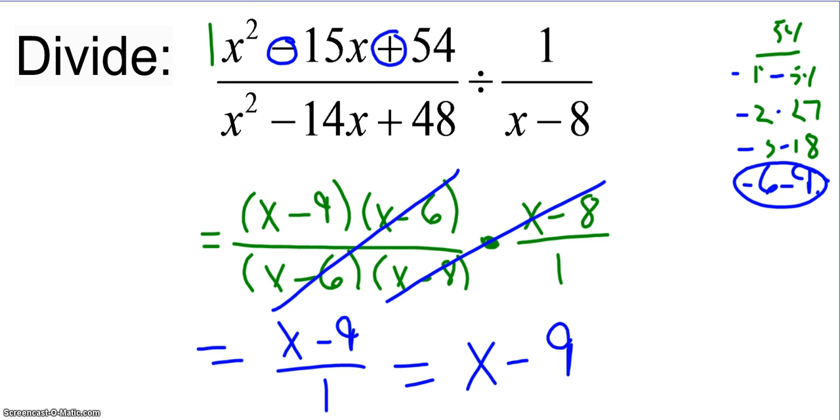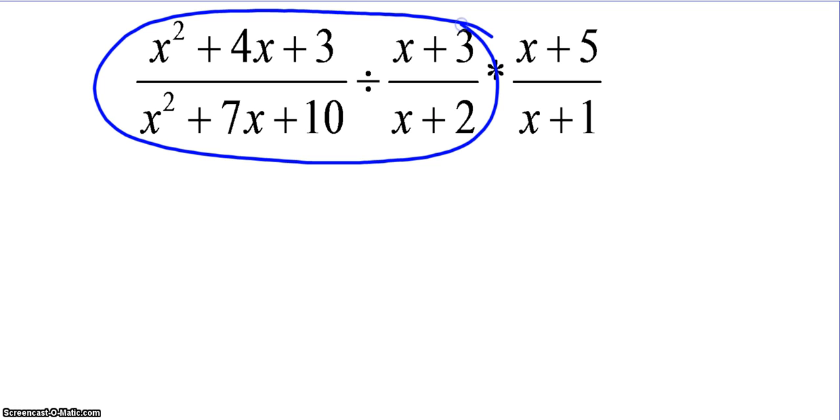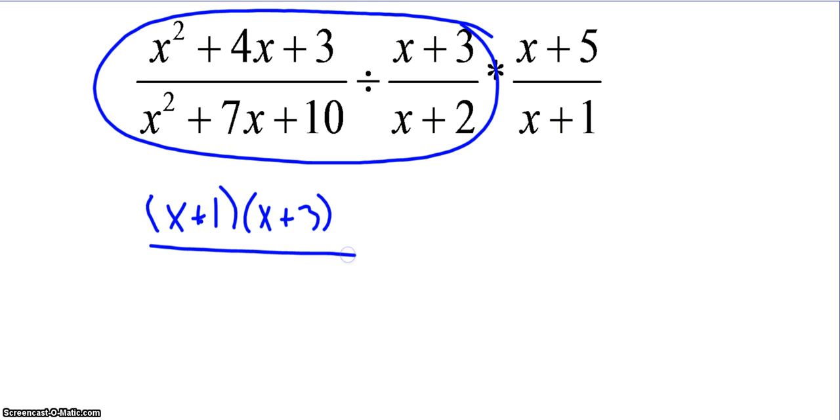Alright. Now to redeem myself for the last problem. Whoa, we got 3 things? Okay. So, with multiplication and division, we got to go left to right in order. So, we are going to do these 2 problems first, and then we'll deal with multiplying the last thing. So, what we're going to do, once again, keep, change, flip, and I'm going to factor at the same time. So, x plus 1 times x plus 3 divided by x plus 5 and x plus 2. Keep, change, flip.